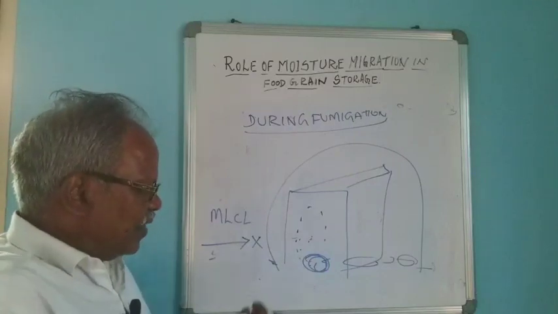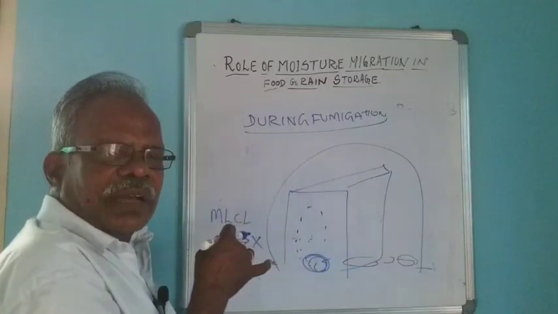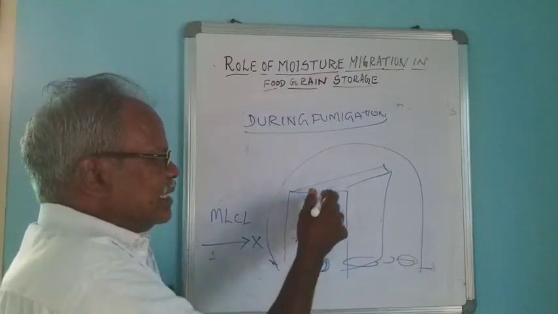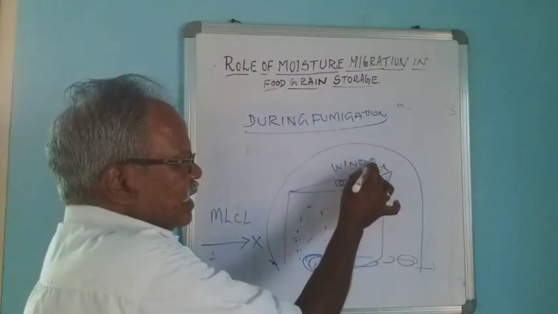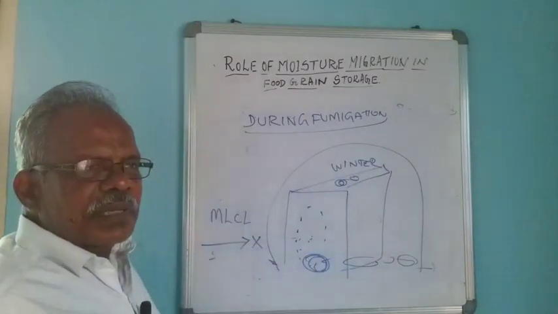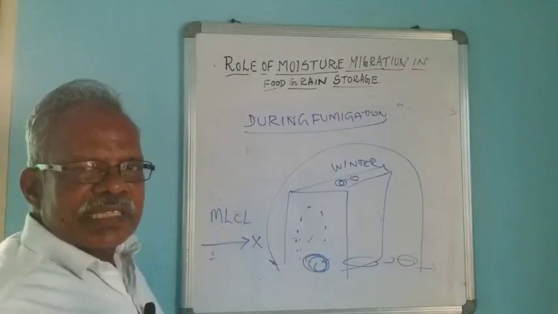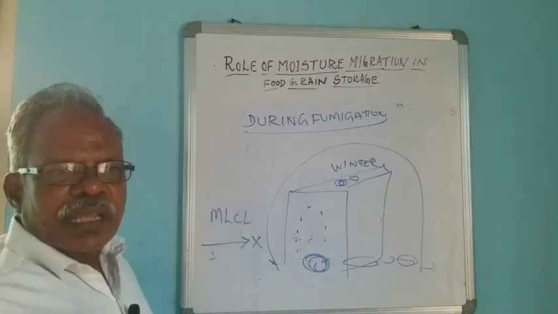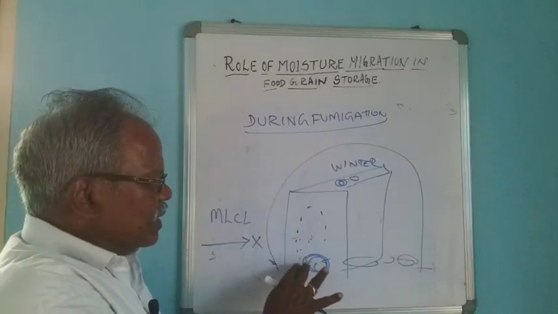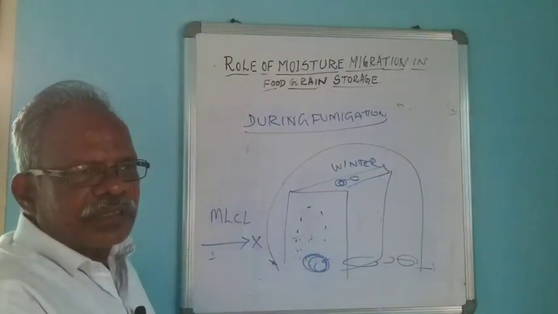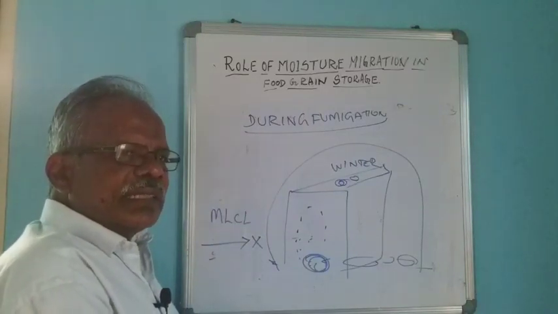If the free moisture is rotating inside the cover, it gets condensation on the top during the winter season. Then while degassing, we may find damage to the stocks. And another thing I will tell you: suppose the covers are not properly degassed within 5 days, then what happens?